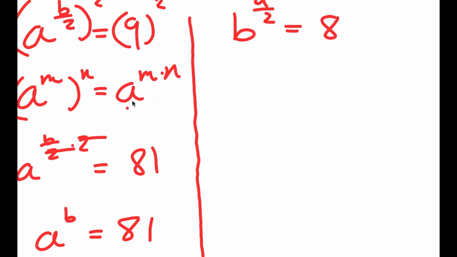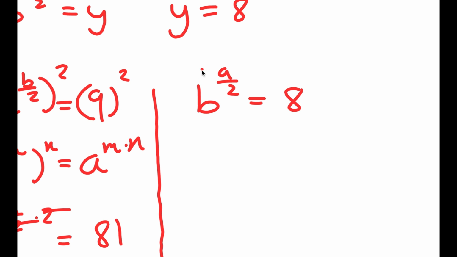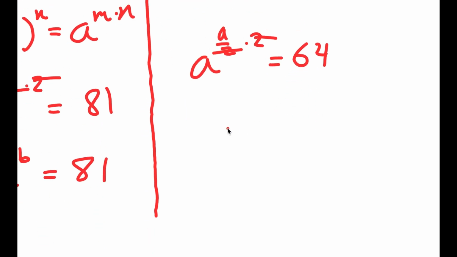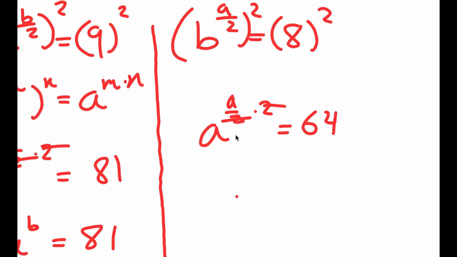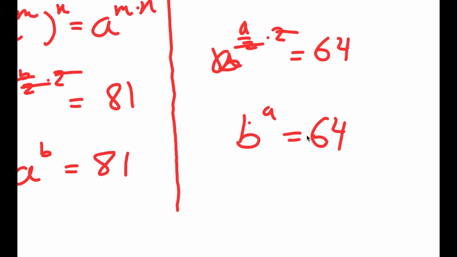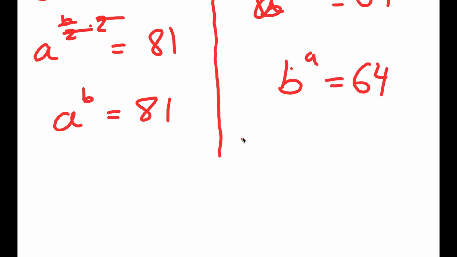Now before I move on further with this, I'm going to go to my right-hand side equation, and I'm going to do the same thing. So I have b to the power of a over 2 times 2 is equal to 8 squared, which is 64. These two cancel out. And now I have b to the power of a is equal to 64. So I have a to the power of b is equal to 81, and b to the power of a is equal to 64.